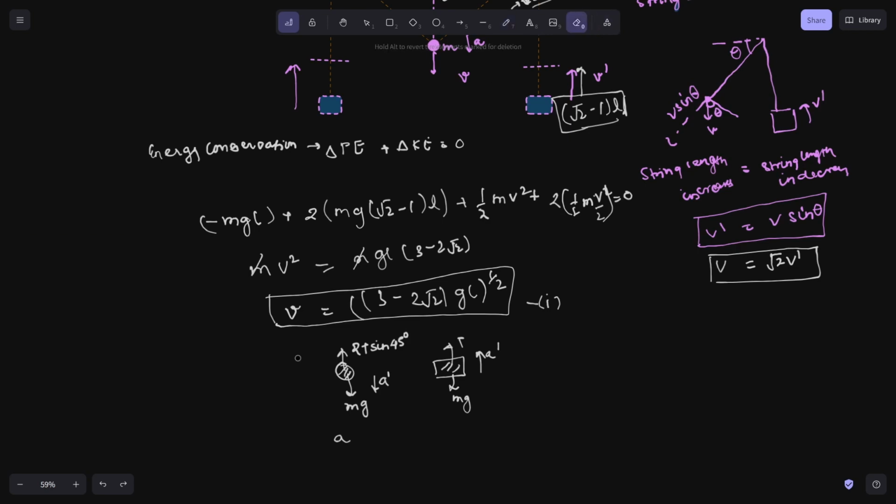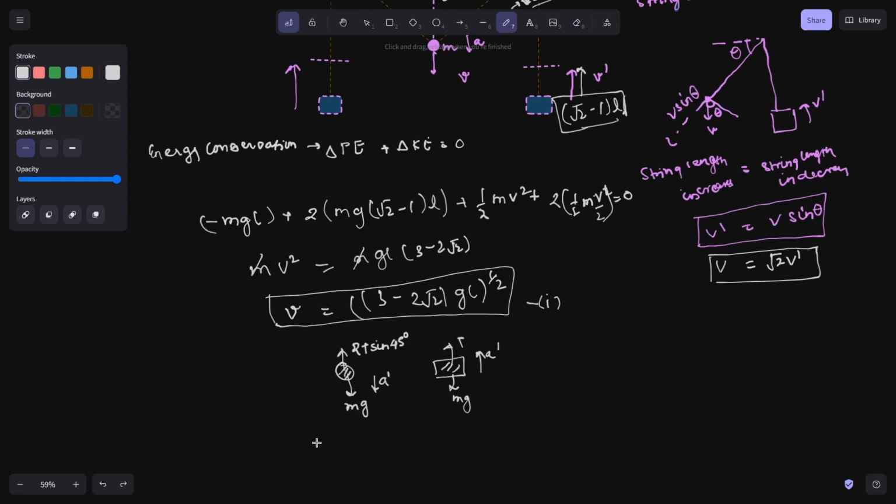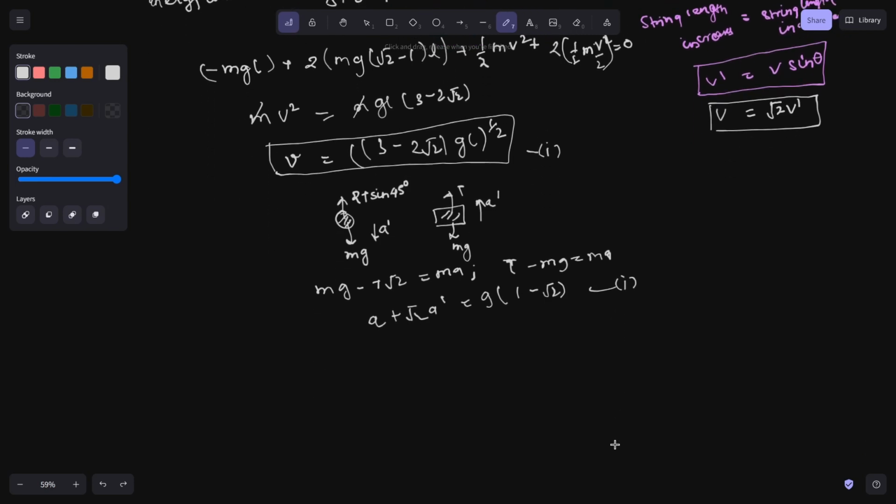Writing these two equations, we get mg minus T root 2 is equal to ma, and T minus mg is equal to ma'. So from here we come to the equation a plus root 2 a' is equal to g(1 minus root 2). Now we got the first equation from here for the FBD part.